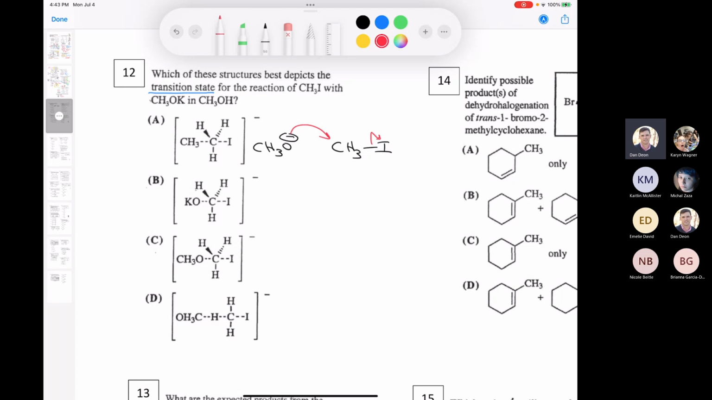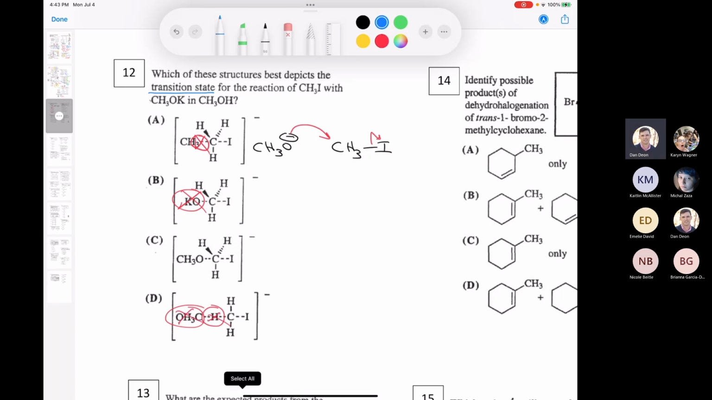If you look at A, it's missing an oxygen in here, so that's not right. If you look at B, I don't even know what KO is. I'm not sure what somebody was doing there. And if you look at D, this is just flipped around backwards, and how could you have a hydrogen with 2 bonds? That's a double no.